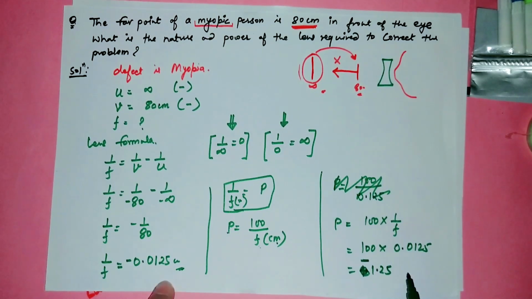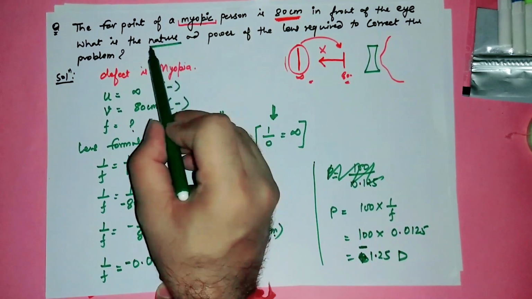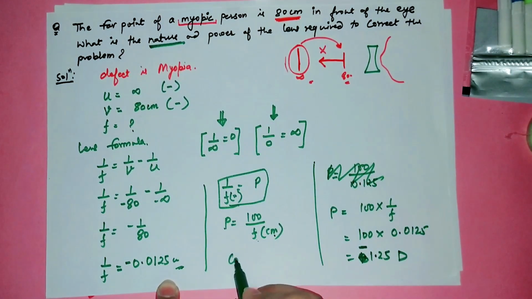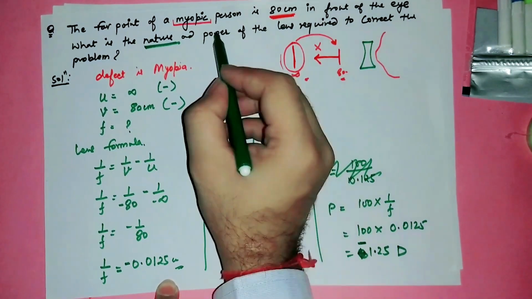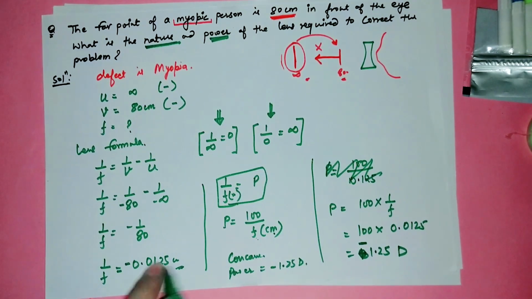Okay, so this is diopter. So what is our answer? The nature of the lens is concave, and the power of the lens is equal to minus 1.25 diopter. Clear? So this is the answer.